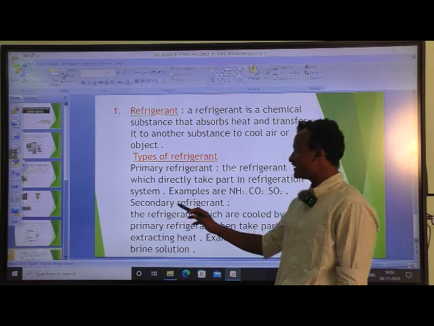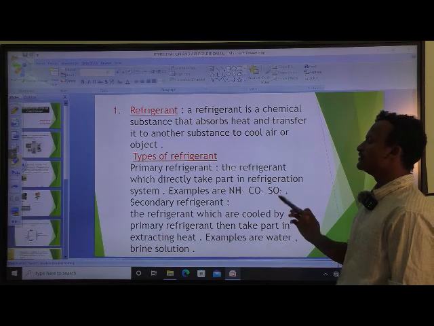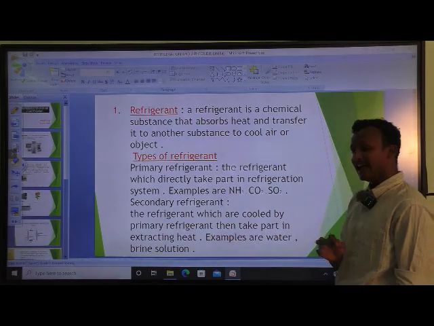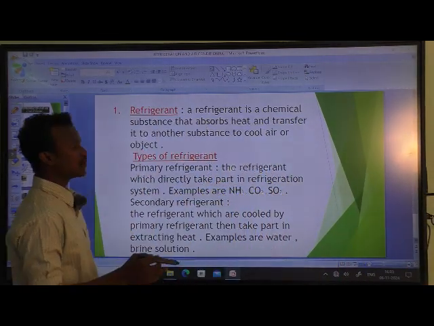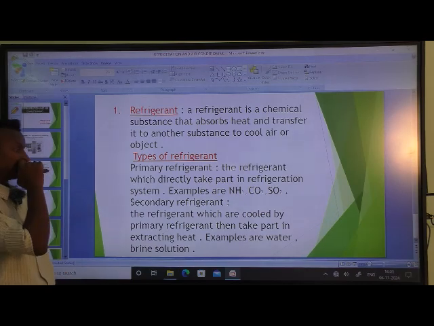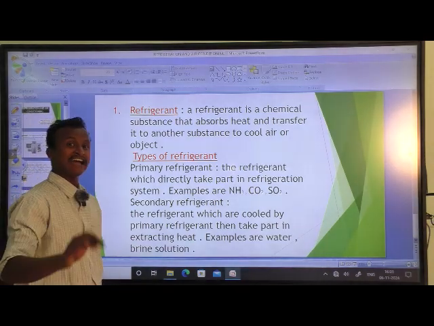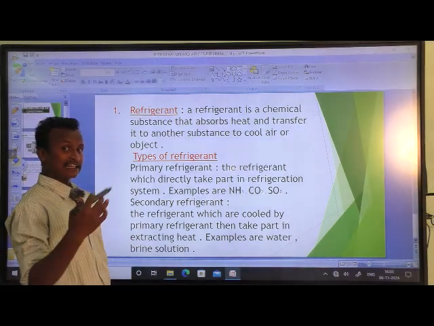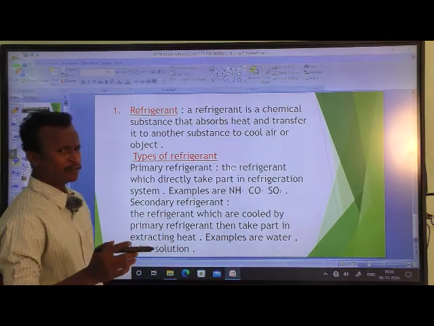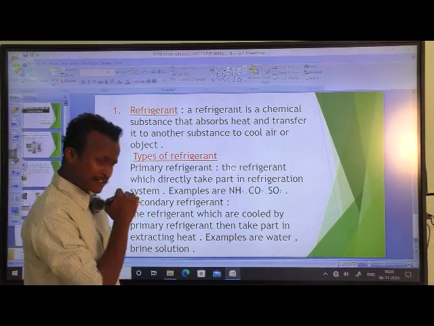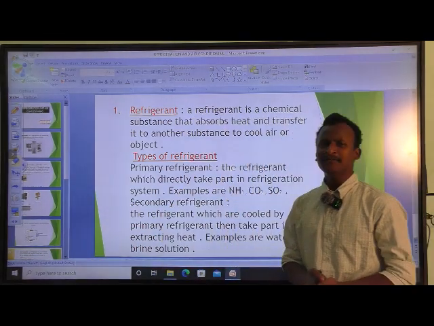My dear students, another type is secondary refrigerant. The refrigerants which are cooled by the primary refrigerant and then take part in extracting heat are called secondary refrigerants. These refrigerants do not take part directly in the simple vapor compression refrigeration system. What are examples of secondary refrigerant? Examples are water and brine solutions.